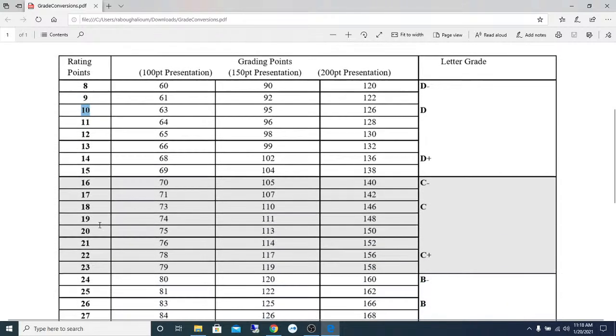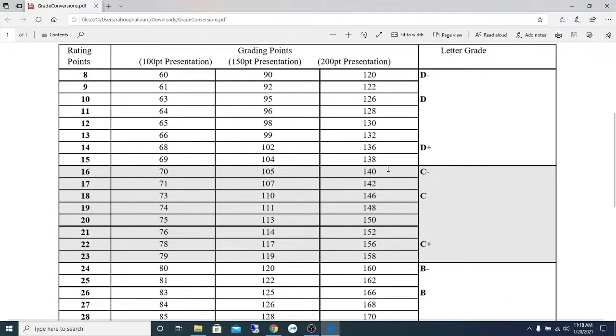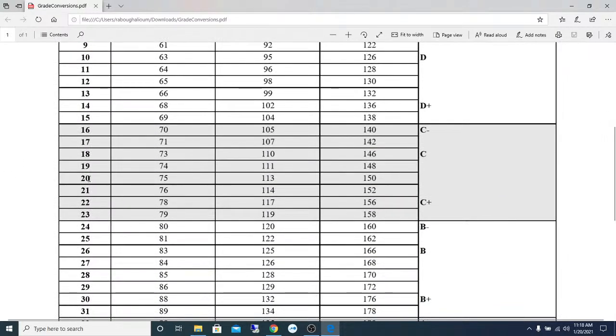Then once you've gotten a 10 out of 40, you get into a D. 14 is a D+. Again, if you get a 20 out of 40, all right, you're in the C range. It's a 75, all right? That's 75 on the 100-point scale, 113 and 150 on the 150 and 200-point scales respectively. Again, you're within the mid-C range.